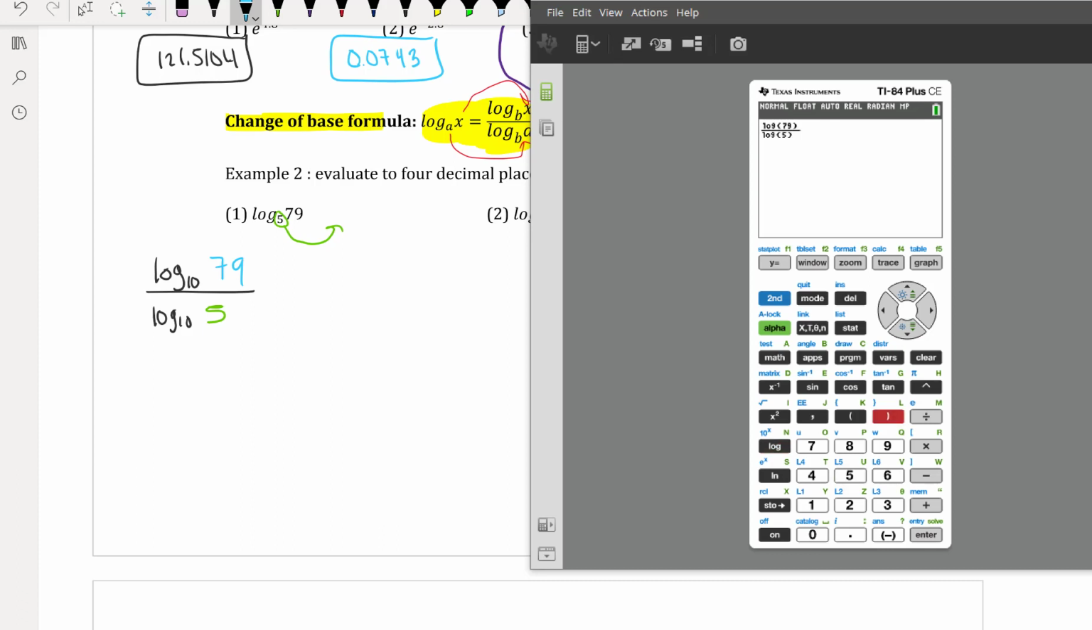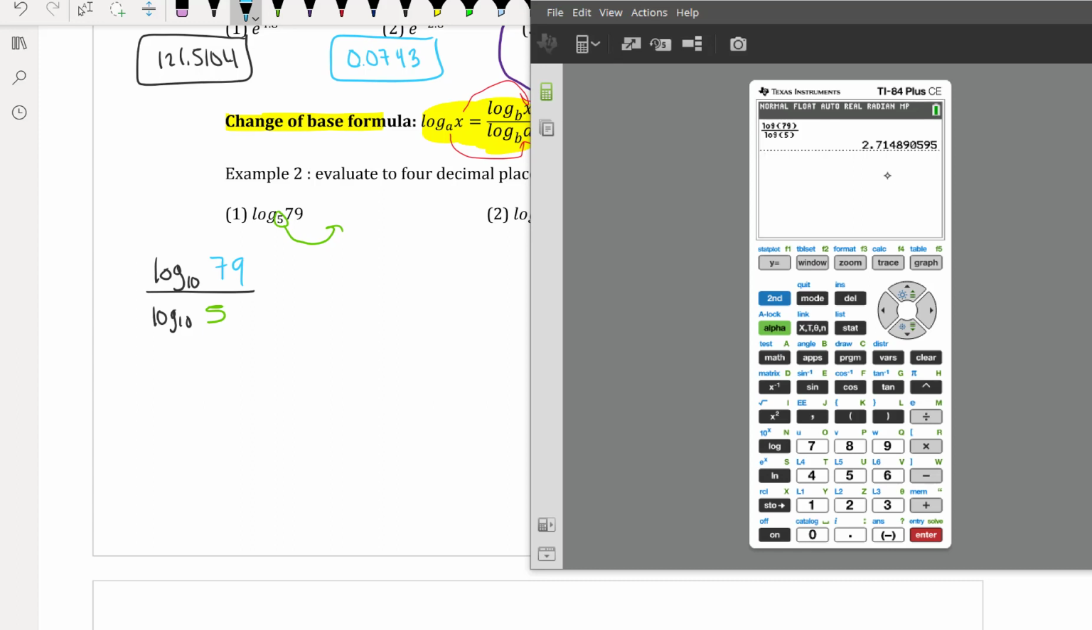I don't need log base 10. Your calculator by default is already base 10, so I can just plug it in as just log, okay? So I have log of 79 divided by log of 5. And this is what I'm going to get when I do log of 79 divided by log of 5. I get 2.714890595. And again, it says to round to 4 decimal places.